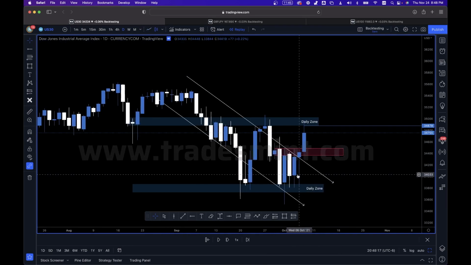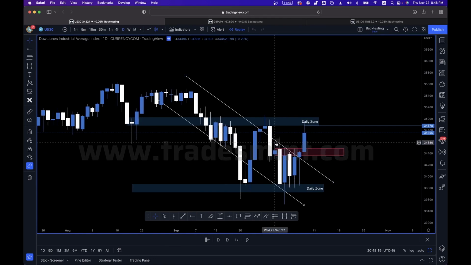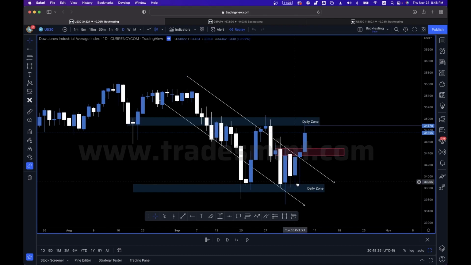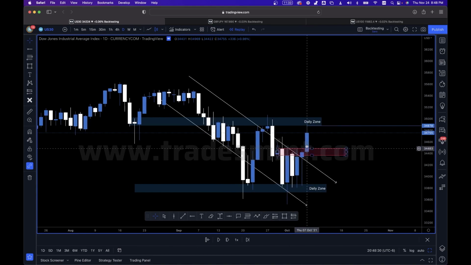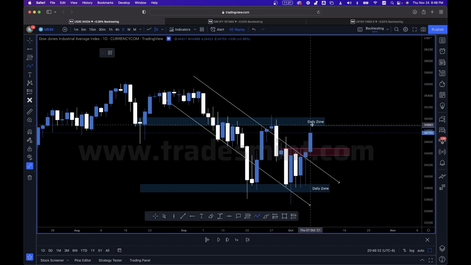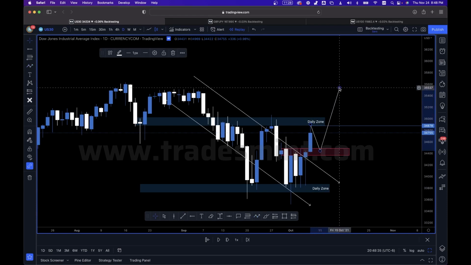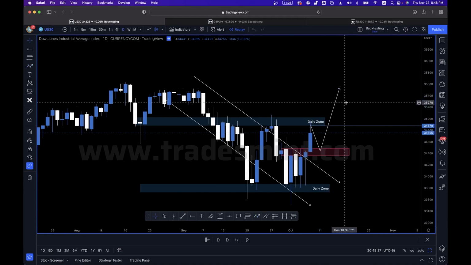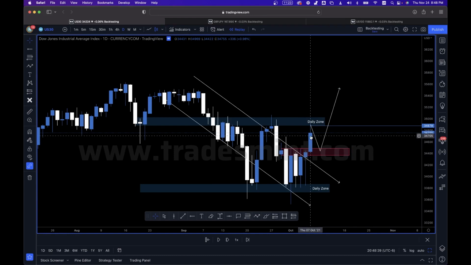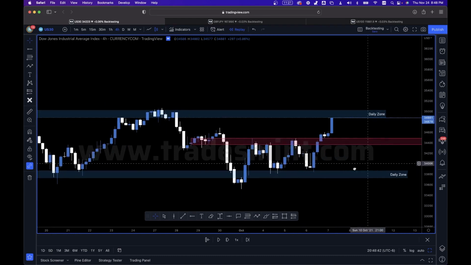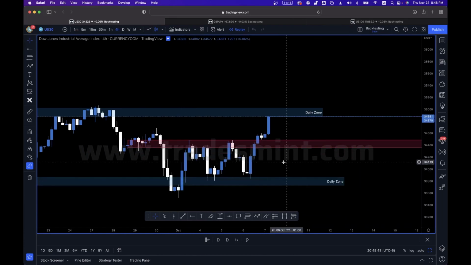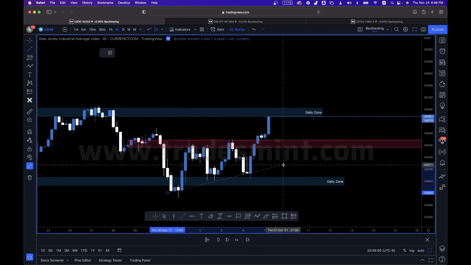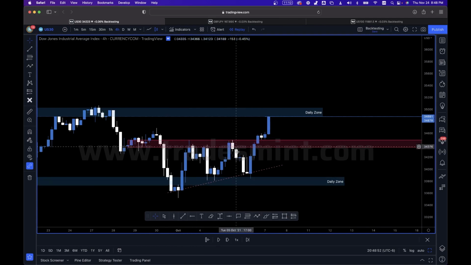So when that happens, when it comes to structure, this would be considered the lower low here. And then price breaks this zone. So what we would be looking at is taking a buy position from this zone here to potentially continue higher. Once that break happens, we're looking for a retest. And if we go to the 4-hour, once that break happens, you can see that the price is continuously going higher.